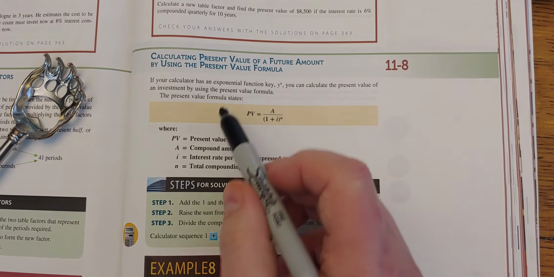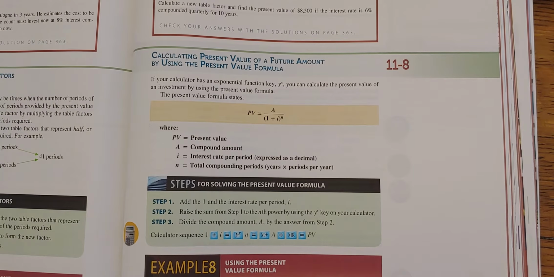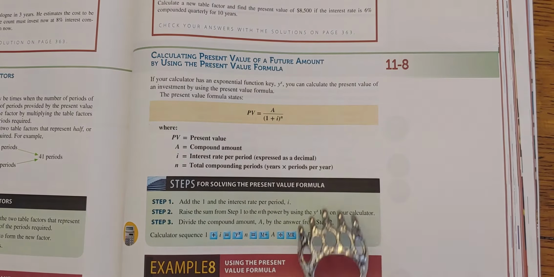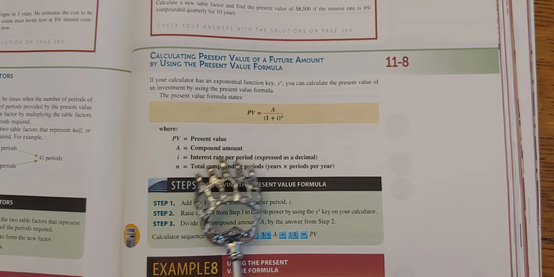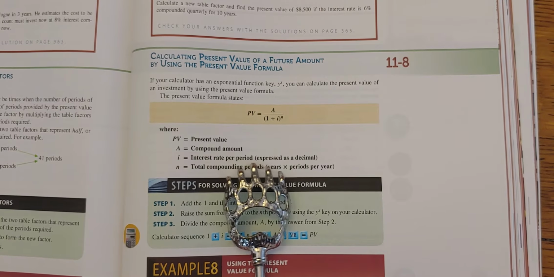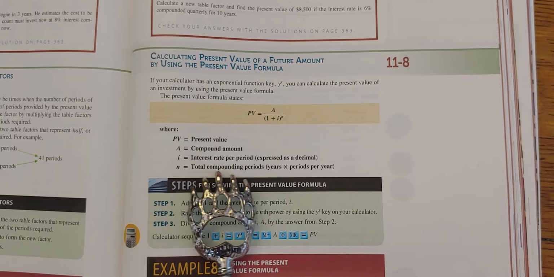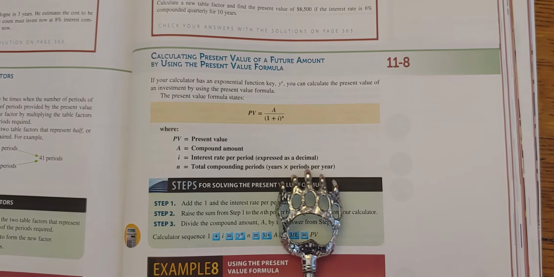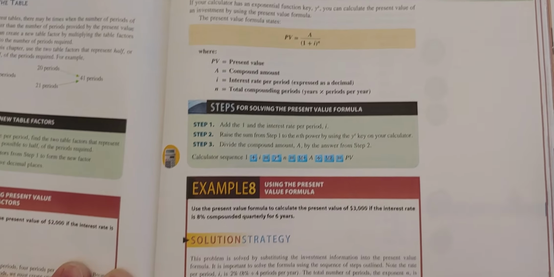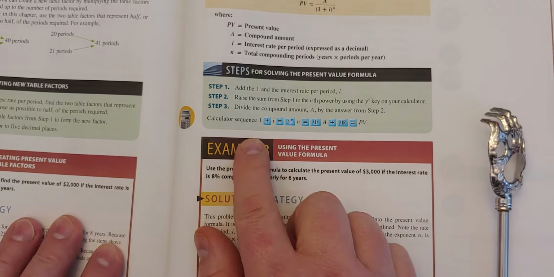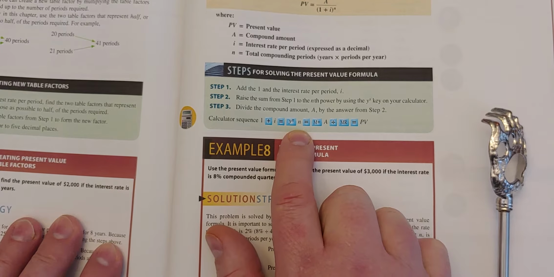And we can use this formula to figure out what the present value is that will be needed. Here's the formula that they're using right now, and they explain it all. PV is the present value, A is the compounded amount, i is the interest rate per period, expressed as a decimal, not as a percentage. N is the total compounding periods, and that's the years times the periods per year. Then they give you the steps, and the keys to do this problem in your calculator.